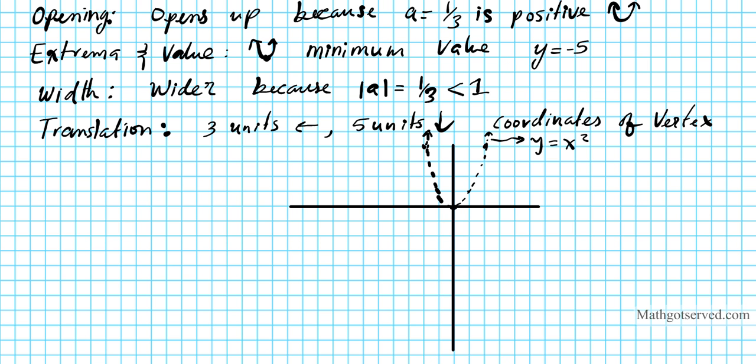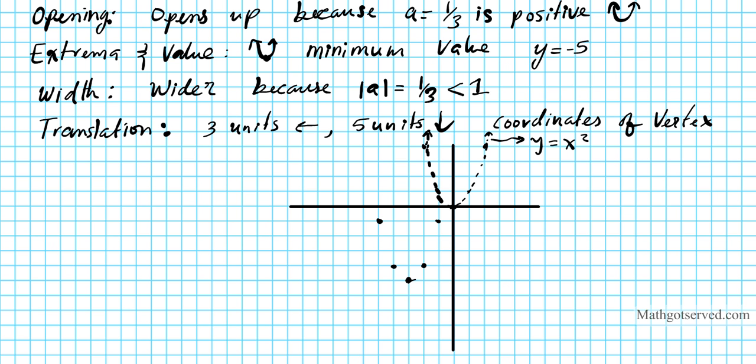Now, to generate the graph we need, we're going to go 3 units to the left: 1, 2, 3. And we go down 5 units: 1, 2, 3, 4, 5. So that is our new vertex. If we did not alter the width, it's going to go through 1, 1, and 2, 4. This is how it would look. But since we have a wider scenario here, we're going to make our parabola a little bit wider than these dots.